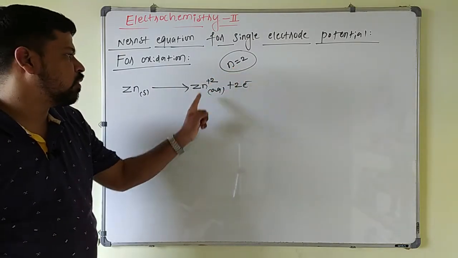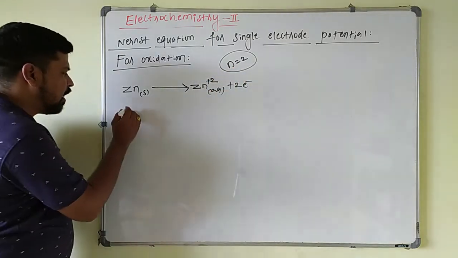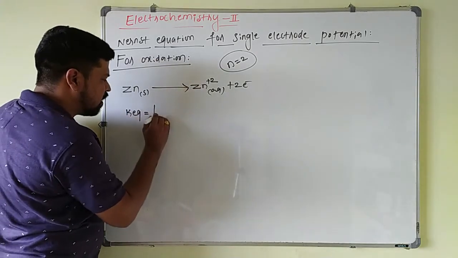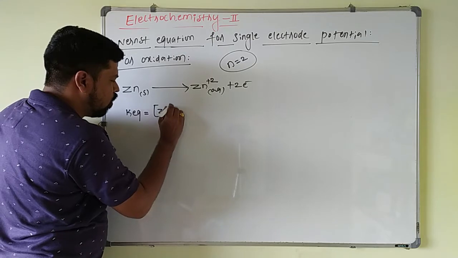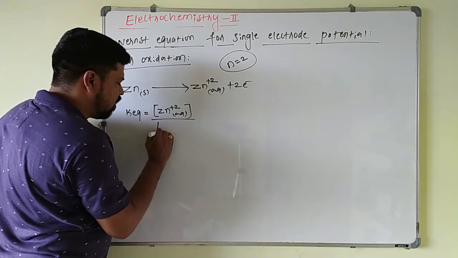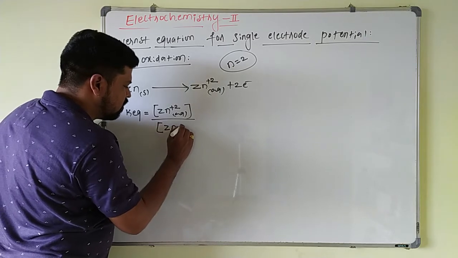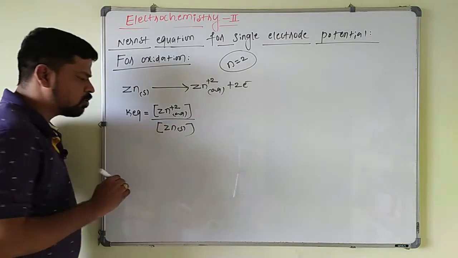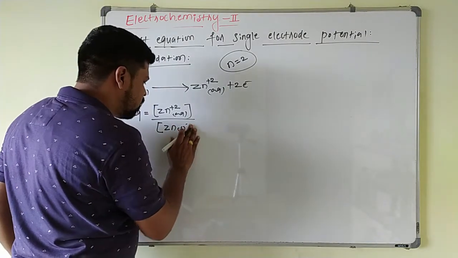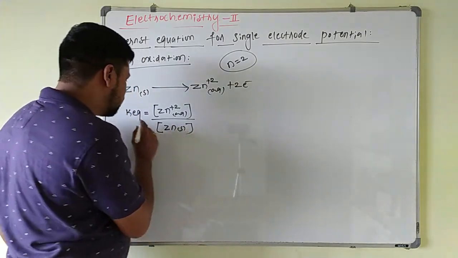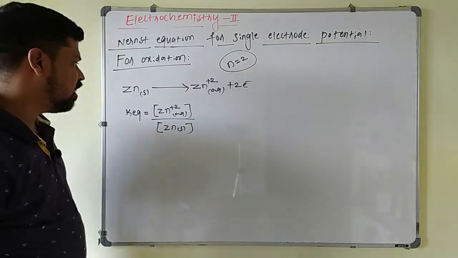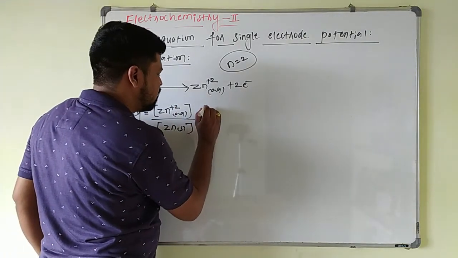So the N value for this one is 2 here. Suppose you write the equilibrium constant for this oxidation process: that is the molar concentration of Zn plus 2 ion divided by the molar concentration of zinc solid here. So for solids, concentration is always taken as what? 1 here. So this becomes 1, meaning the equilibrium constant is equal to the molar concentration of Zn plus 2 ion.